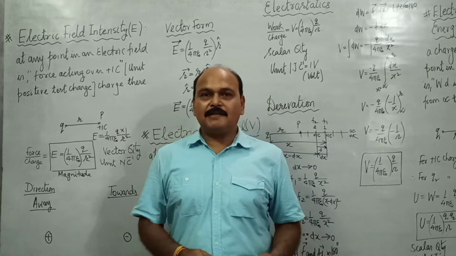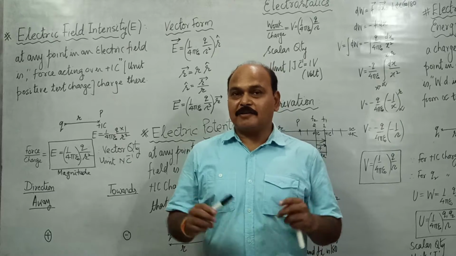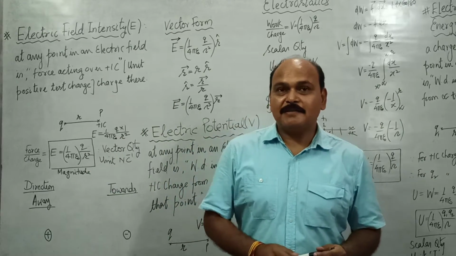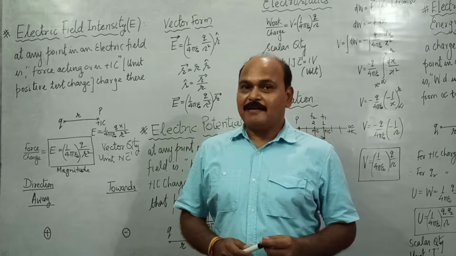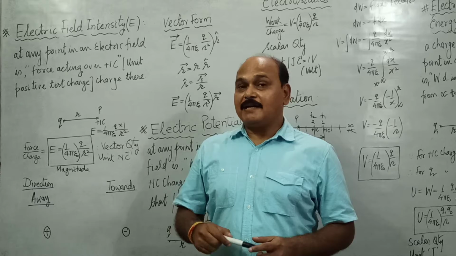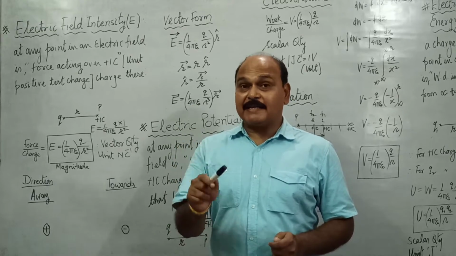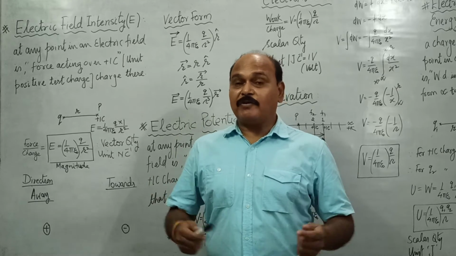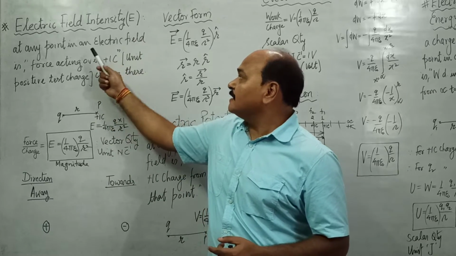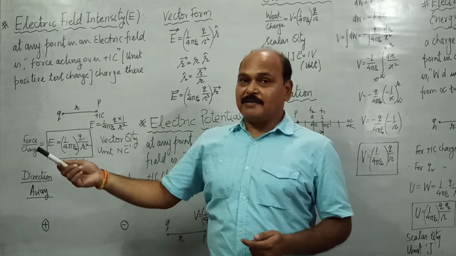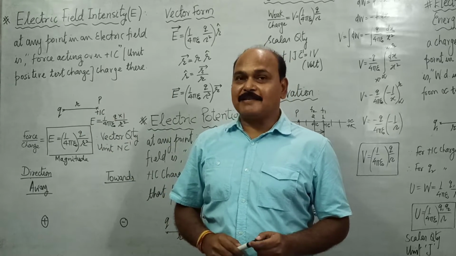Children, we have already studied that every charge has its sphere of influence. That region of influence around a charge where it can attract or repel any other charge is called its electric field. Each and every point in an electric field is associated with a different value of electric field intensity. So what is electric field intensity at any point in an electric field? This electric field intensity is also called electric field strength.